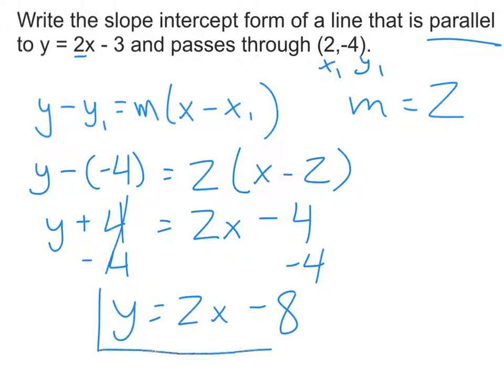And there we go. This is now the equation of a line that passes through the point 2, negative 4, but it's also parallel to this line. And we know that because it has the same slope as this line.